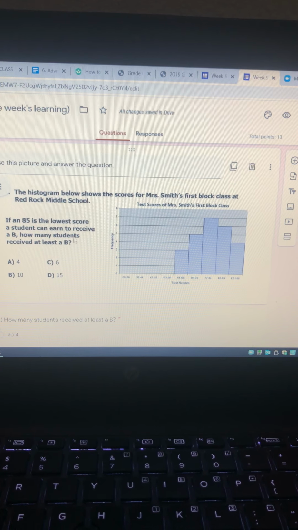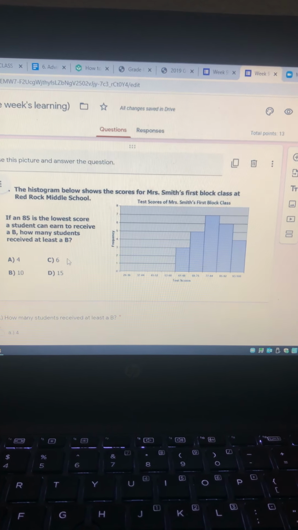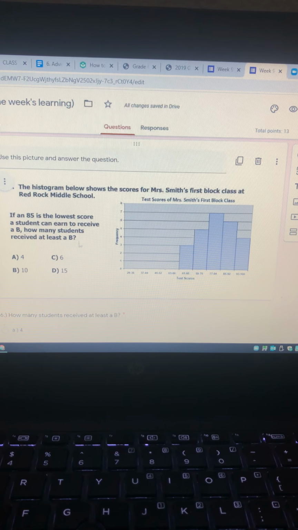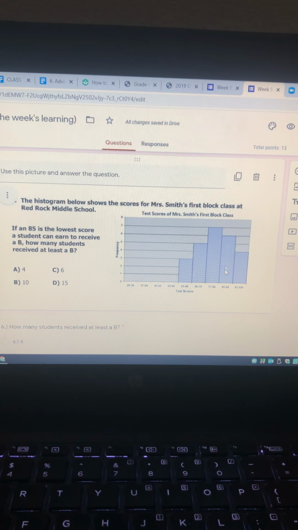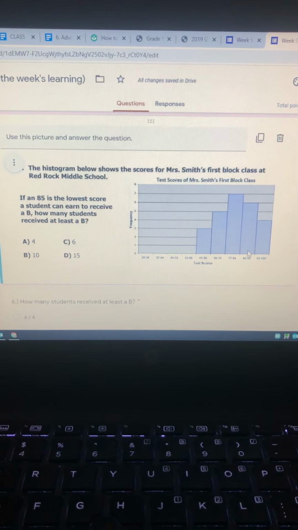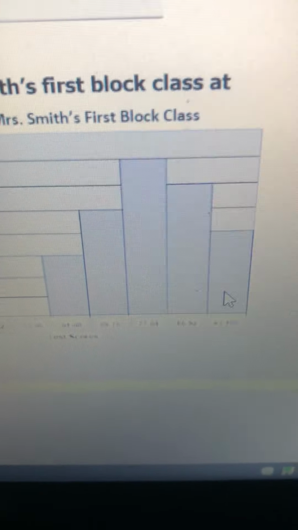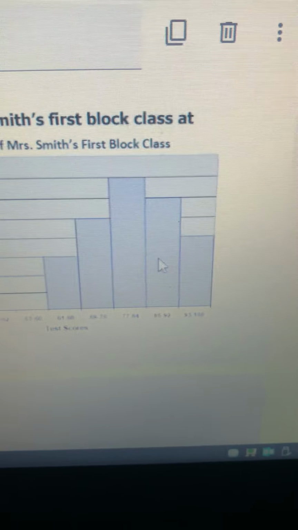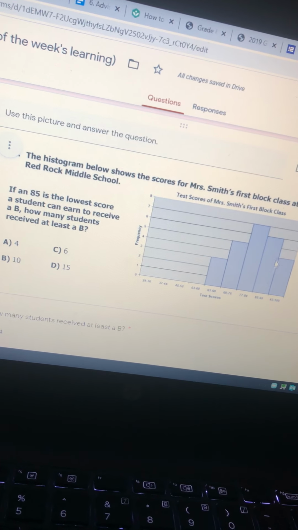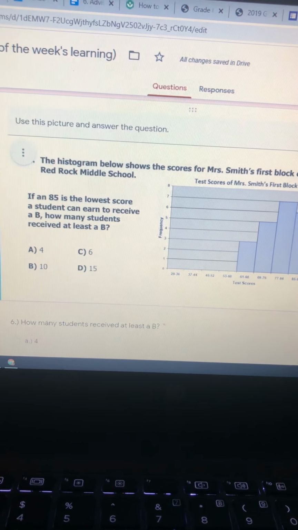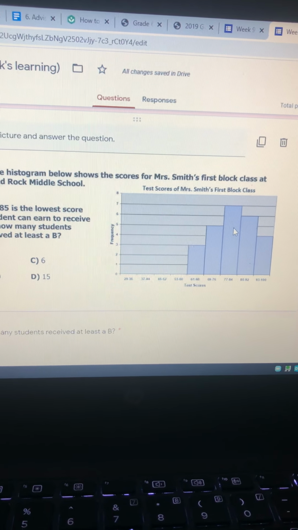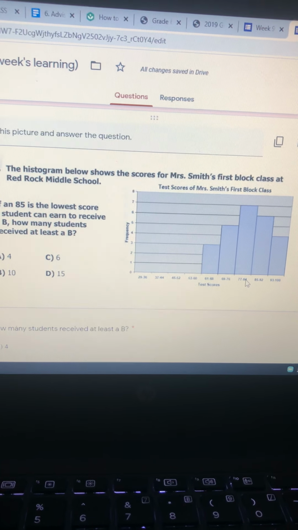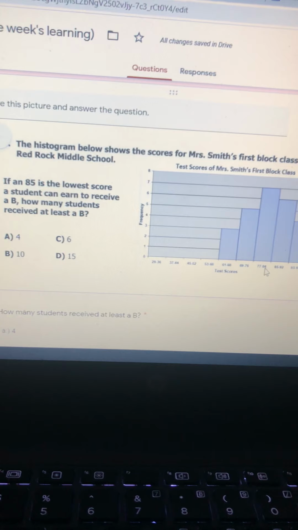So when we think about the words in these questions, it could be kind of misleading. But when we're thinking about at least a B, that means you have this right here. This is 85 to 92. It's kind of hard to see, but 85 to 92 is the second to last bar in the histogram. And so if we look at that, we go up to 6. If it included the other bar, we can say a B is like an 80.